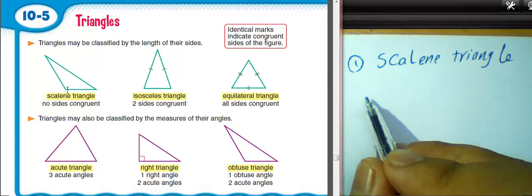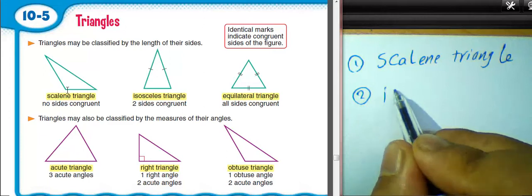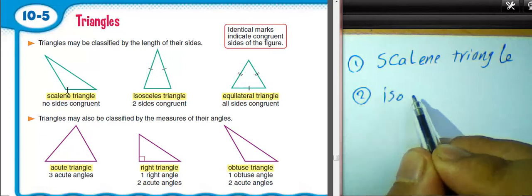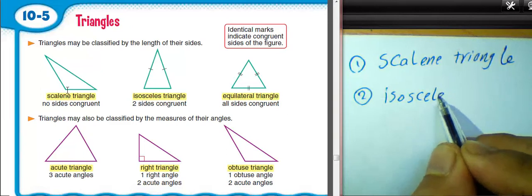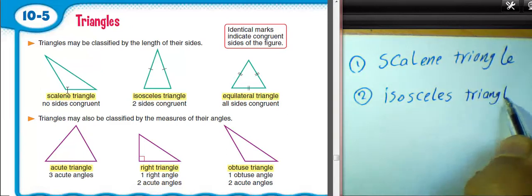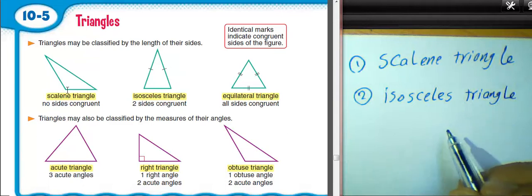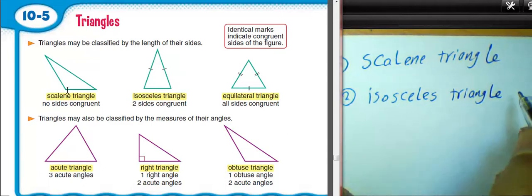Number two, the type of triangle will be the isosceles triangle. Isosceles triangle. We have two sides congruent about an isosceles triangle. Isosceles triangle, such as that ABC is a triangle.